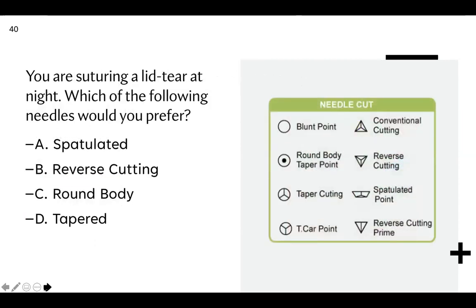You are suturing a lid tear at night. Which of the following needles would you prefer for your lid tear repair? Would it be a spatulated needle? Would it be a reverse cutting needle? Would it be a round body needle? Or would it be a tapered needle? I hope the audience knows that there are different kinds of needles used for suturing. So for a lid tear at night, which needle would be most suitable?